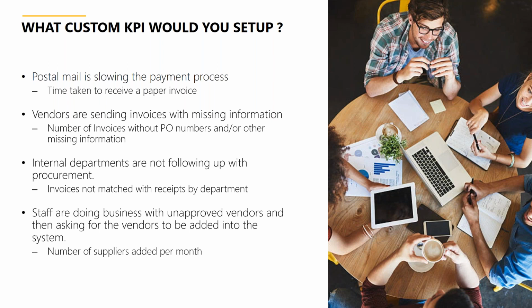Another occasional aspect that we find is that procurement staff, or staff perhaps out in remote locations, are doing business with unapproved vendors. And then when the invoice comes in, they retrospectively ask for the vendors to be added into the system. So a custom KPI to keep a look on here would be the number of suppliers being added per month, and keep a monitor and track on that.